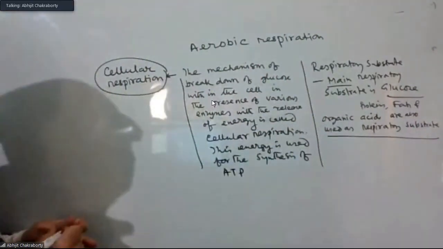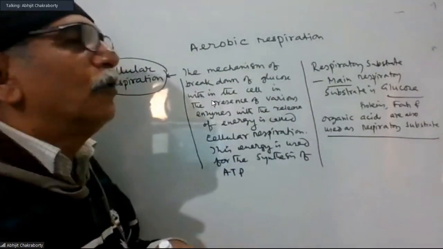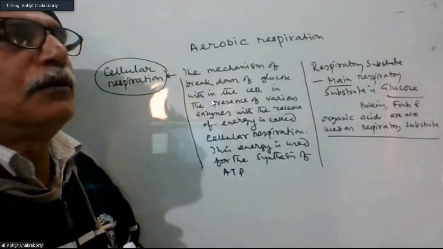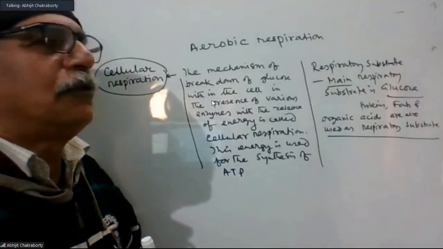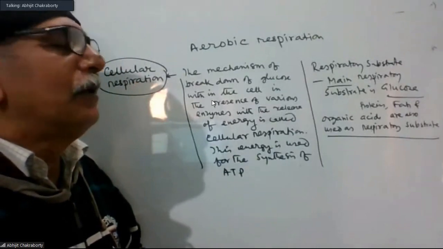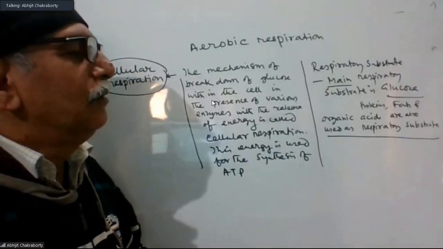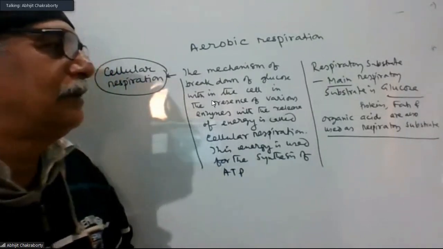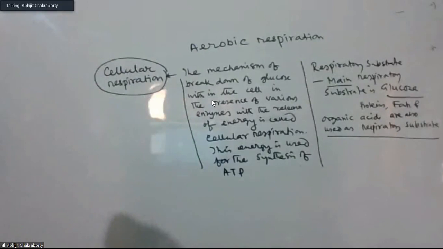Why is it said glucose is the main? Because glucose is actually an oxygen-rich compound. So initially, if any compound is to be oxidized, it is always glucose, because it can be oxidized in the presence of even a low concentration of oxygen. So proteins, fats, organic acids are also used as respiratory substrate, but the main respiratory substrate is always glucose. Remember this thing.